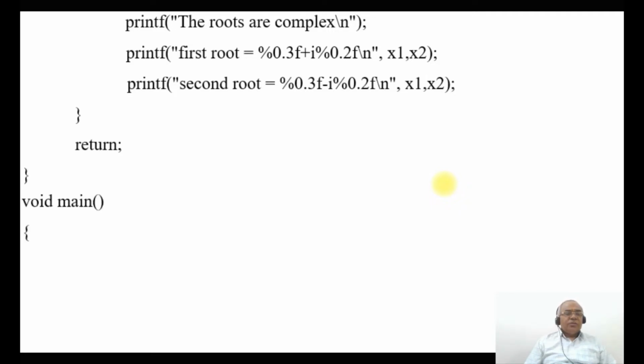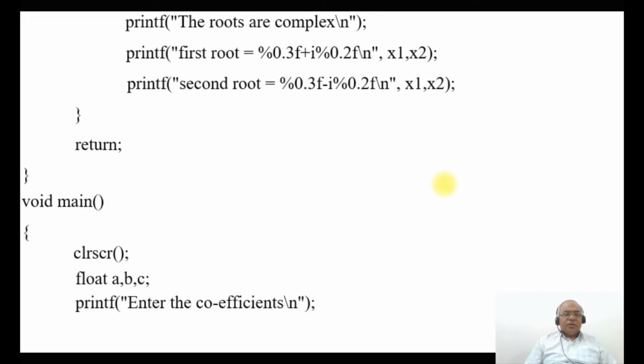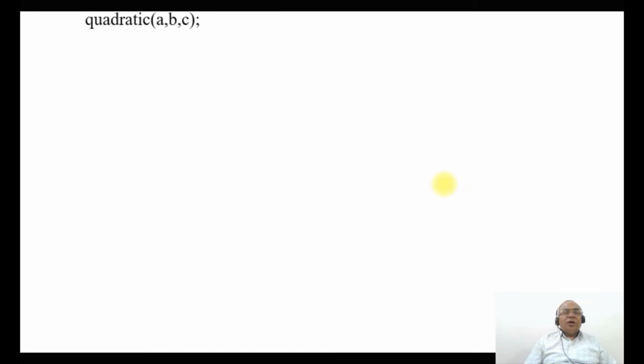So return those values. Here the main function has float a comma b comma c, then printf to enter the coefficients, and scanf to read those coefficients, that is a, b and c. Once you do that, call quadratic a comma b comma c, and we are going to use the getch function to hold the output.